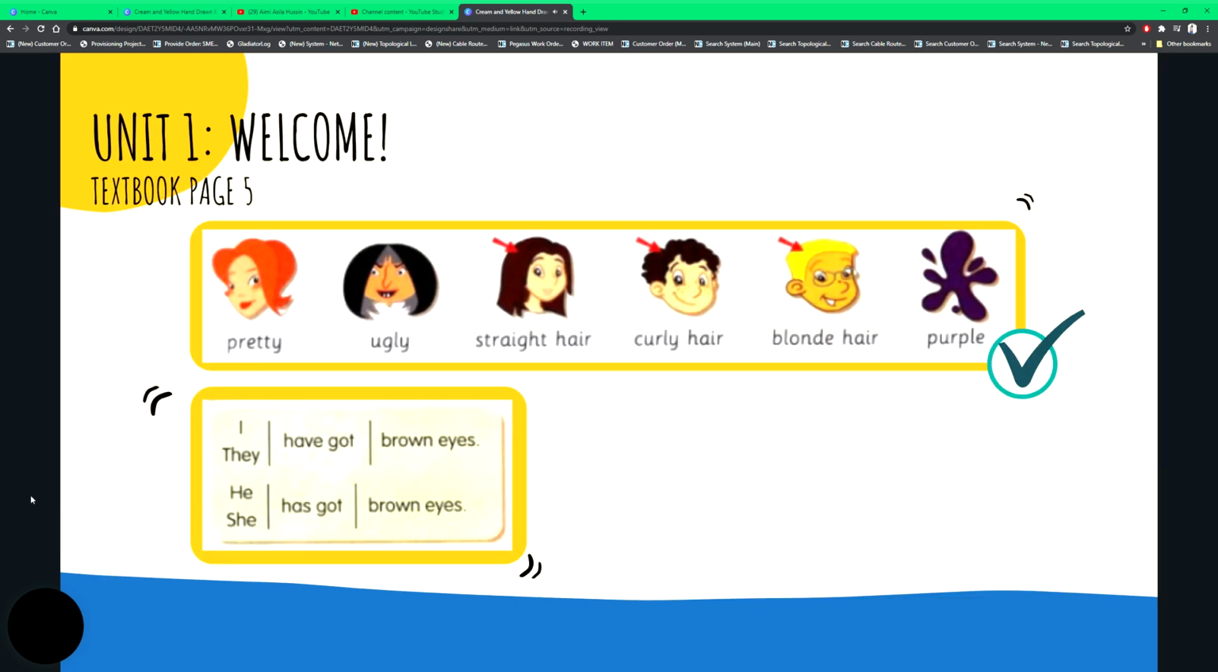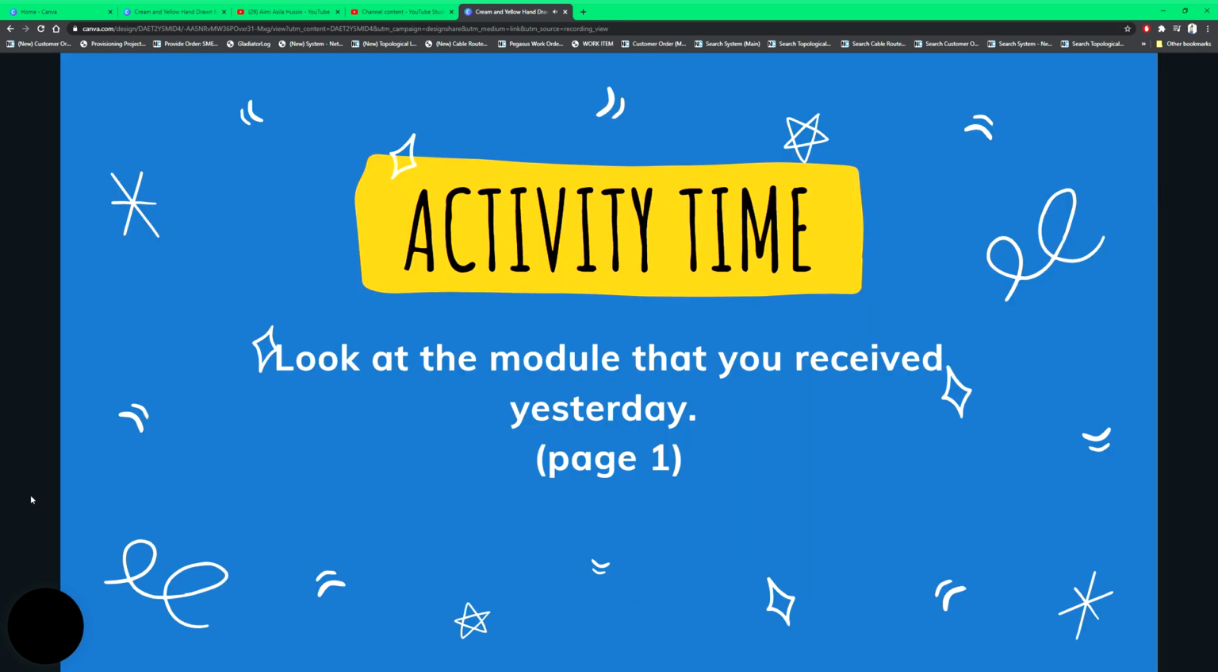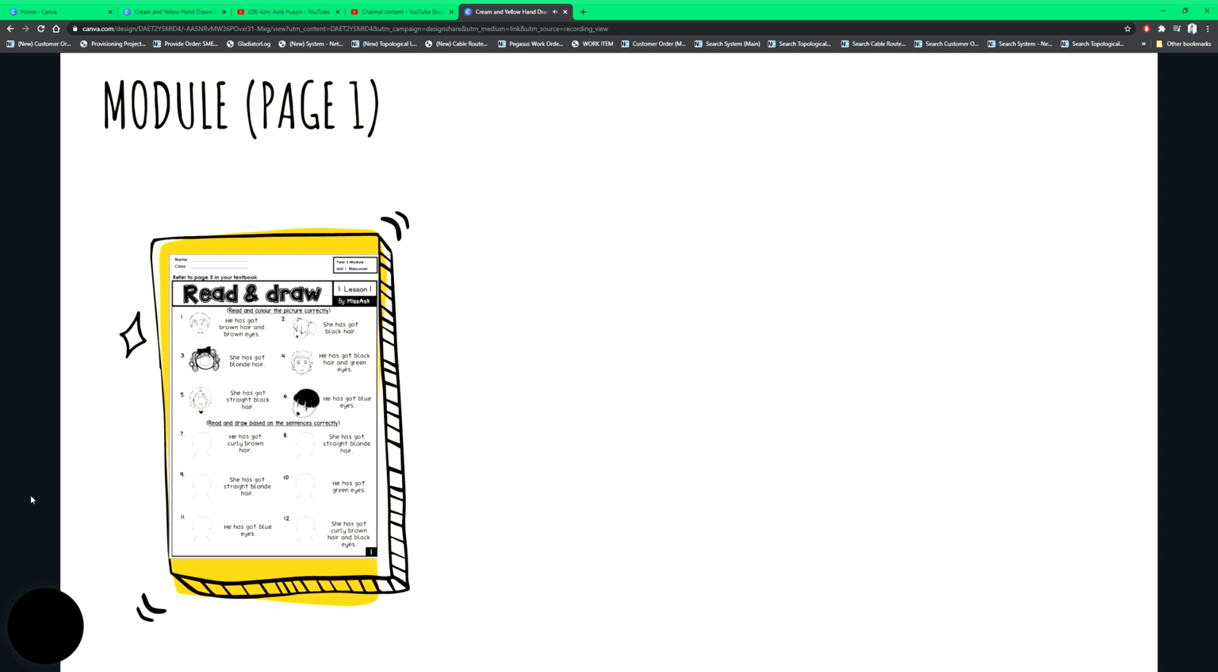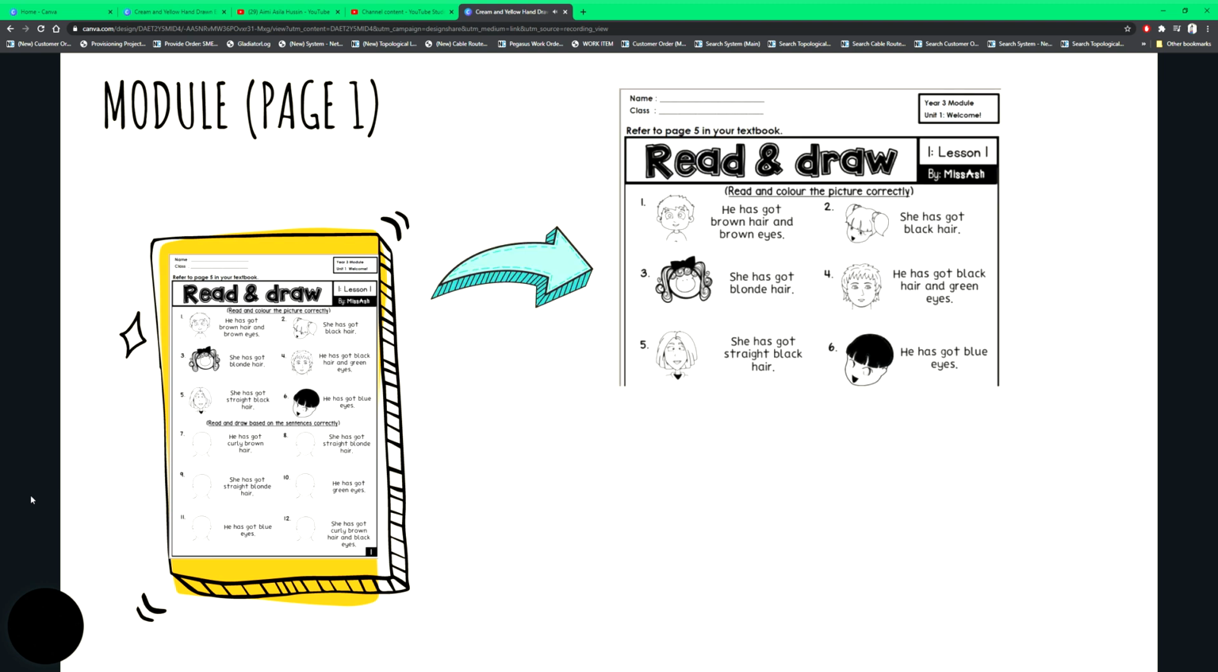So we've learned the vocabulary and we've learned the grammar box. Okay, so it's activity time. Look at the module that you received yesterday. This is page 1, where you have to read and draw. Let's look at the first part here. Read and color the picture correctly. So you have to read the sentences and you have to color the picture.